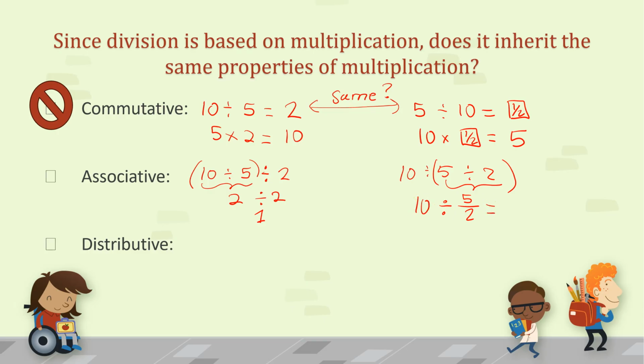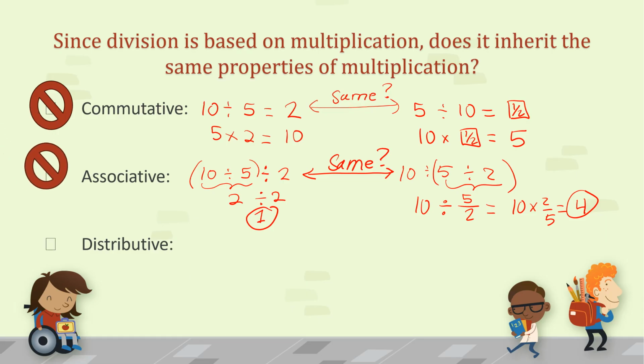If we know fractions, we would say that is the same as 10 times 2 over 5, and that is 4. You're going to have to trust me on that. If you don't know fractions yet, the answers are not the same. So the associative property doesn't work. Honestly, you already know: if the commutative property doesn't work, is the associative property really going to work?